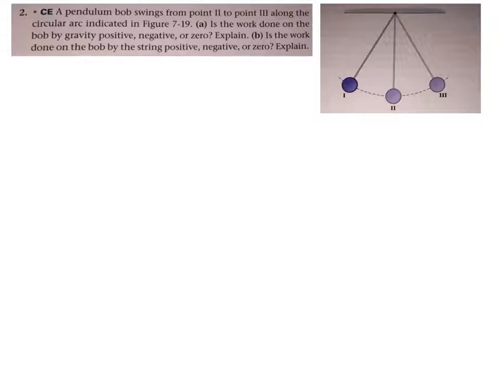Alright, so is the work done on the bob by gravity during that path positive, negative, or 0? So what we're going to do is say along that path, which is an arc of a circle, something like that. We know it's a circle because the string can't change its length, so it's always the same distance from the pivot point. So this length is always the same, so that's an arc of a circle. And we have the bob at some point along that path.